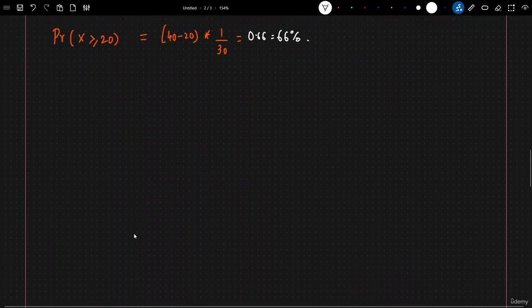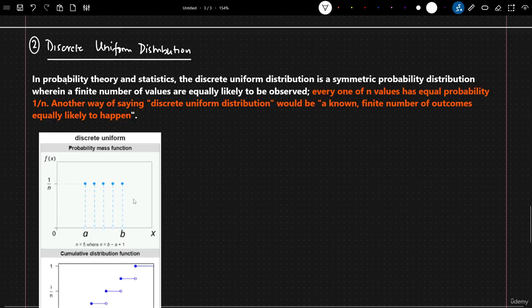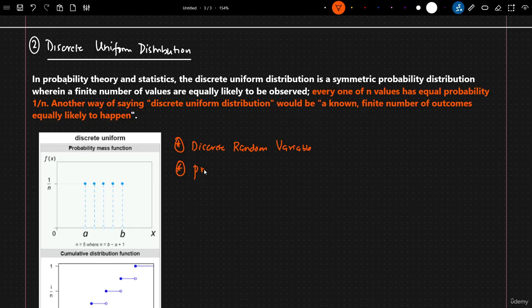Okay. Now let's go to the next distribution, which is called discrete uniform distribution. Whenever we talk about discrete uniform distribution, since we are talking about a discrete random variable, here we are basically talking about discrete random variable. The second thing is that we basically use a PMF to showcase this entire distribution. So let's take an example for this. The example here will be rolling a dice.